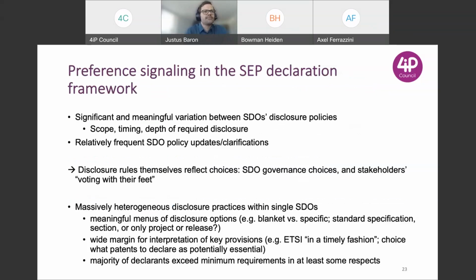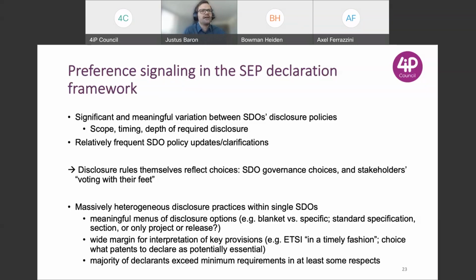So the way we think about this cake of different layers of private ordering mechanisms is that it is really powerful in revealing information and preferences of the different parties about the extent to which an additional unit of disclosure is valuable. First of all, we can see that there is significant and actually meaningful variation between different SDOs' disclosure policies. So there's a large number of different SDOs, and their policies differ significantly in terms of the scope of disclosure that they request, the timing, but also the depth of the required disclosure, in the sense of the amount of information that declarants are expected to disclose.